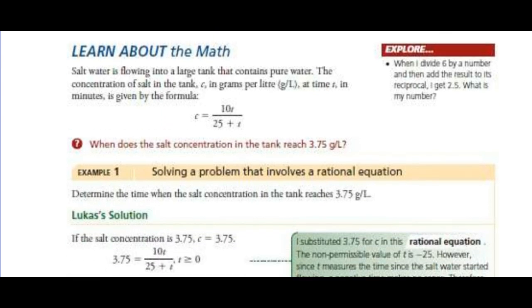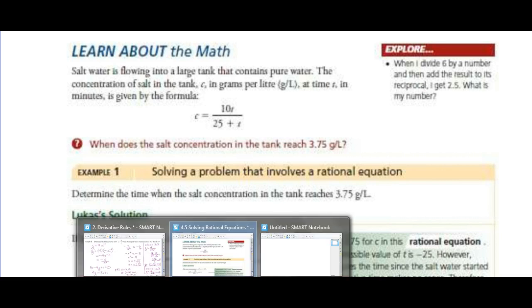Here is the problem: salt water is flowing into a large tank that contains pure water. The concentration of salt in the tank, C in grams per liter at time t in minutes, is given by the formula C is equal to 10t over 25 plus t. We're supposed to determine the time when the salt concentration in the tank reaches 3.75.